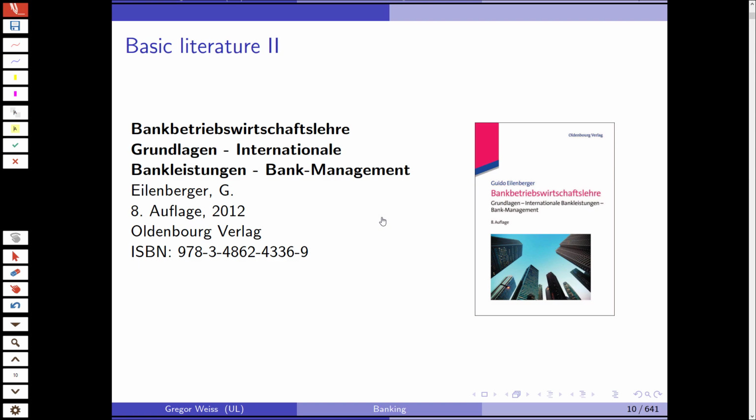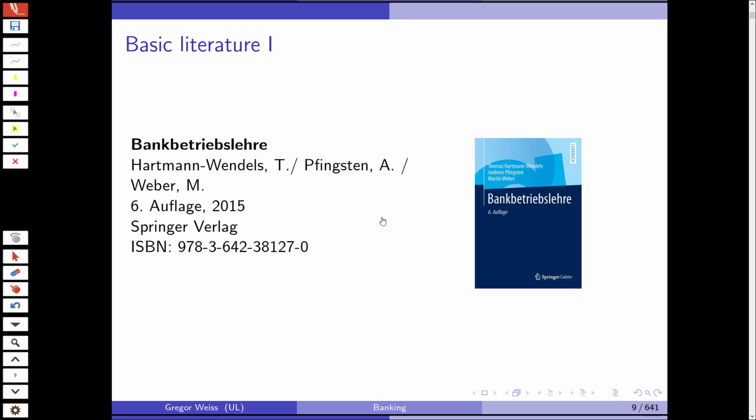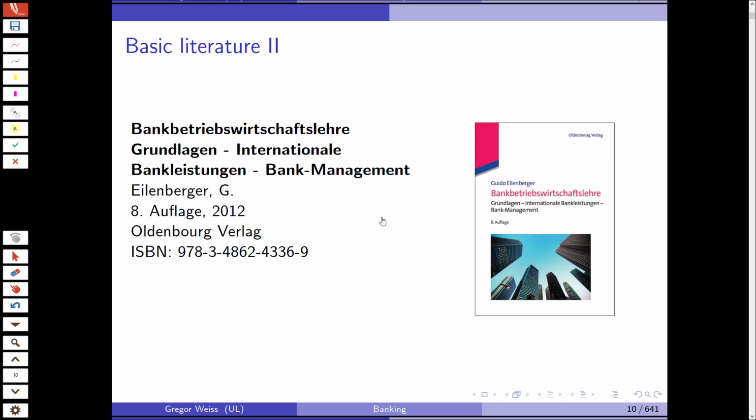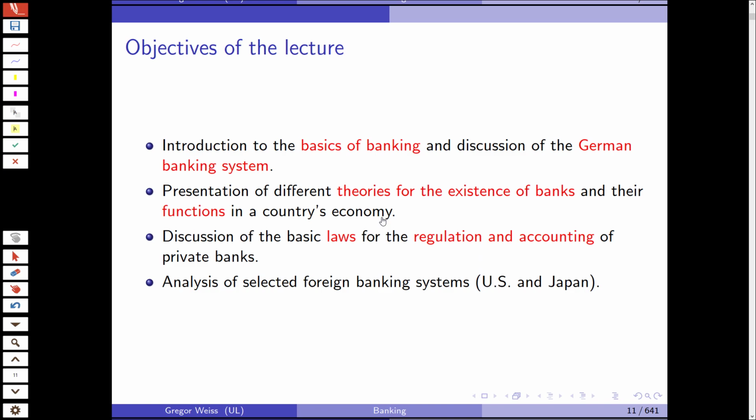There is one by Eilenberger, Bankbetriebswirtschaftslehre, pretty old actually. I'm not quite sure if there is a new one. The first one is for university students. The second one is somewhere between Berufsschule, so in-job training, and University of Applied Sciences. This is much more hands-on, practical stuff. The first one is university level. So you can find more practical stuff in this textbook.